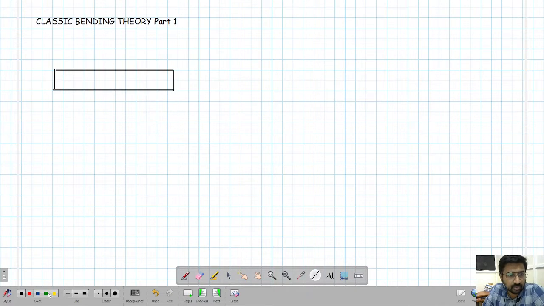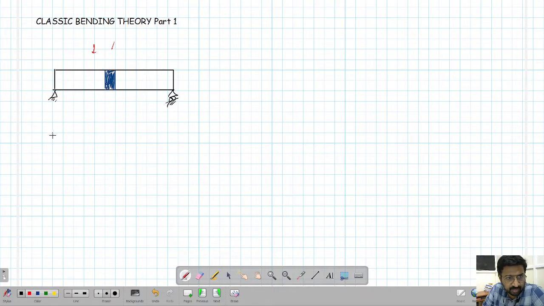Assume that I am putting a small patch of color in the beam, a small patch here. Let's say this is a simply supported beam. Now there are some loads acting on this. Because of the loads, what happens? This is bending. Now this beam will bend.